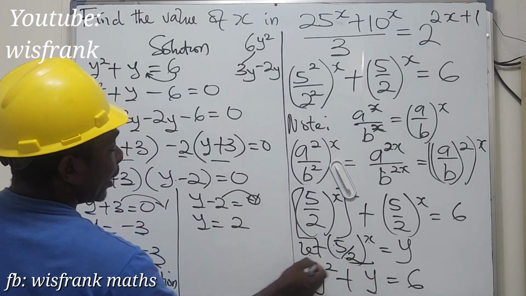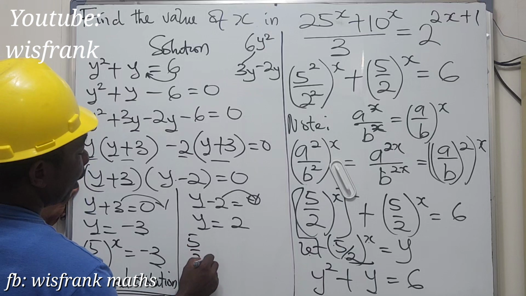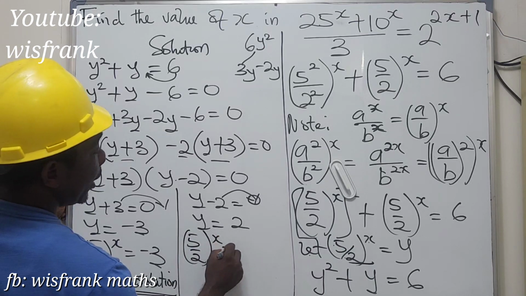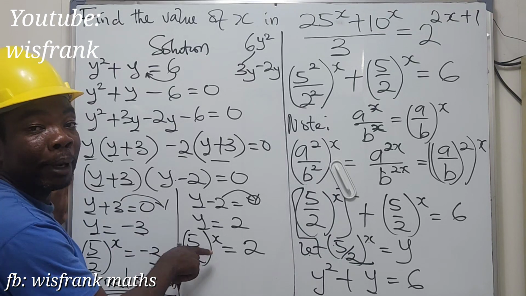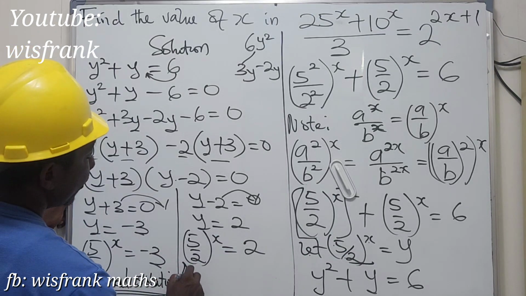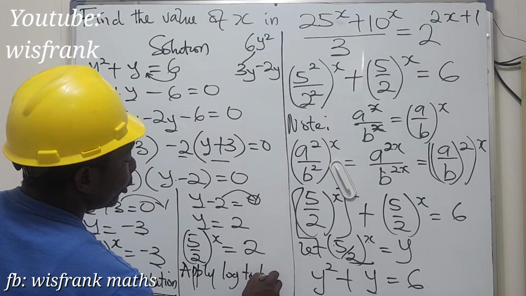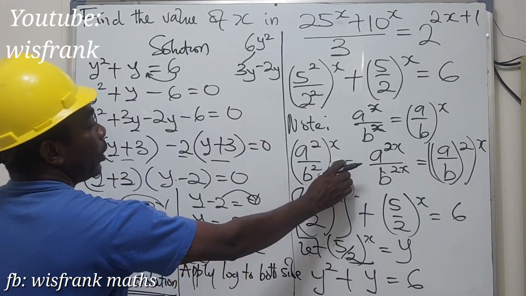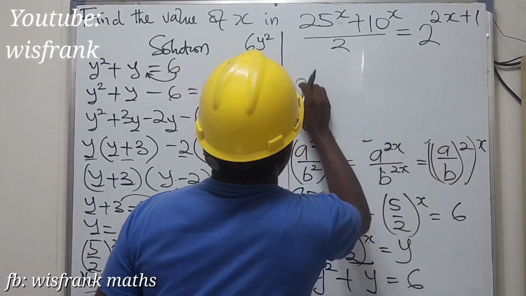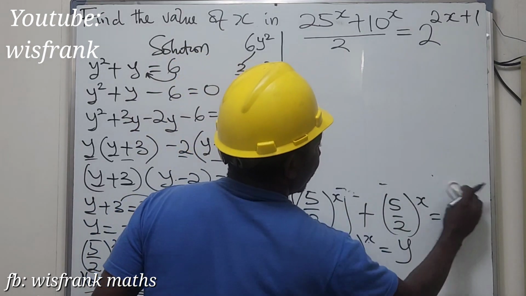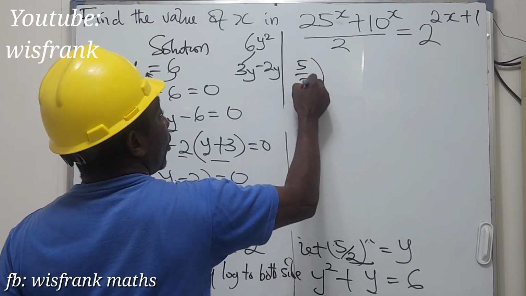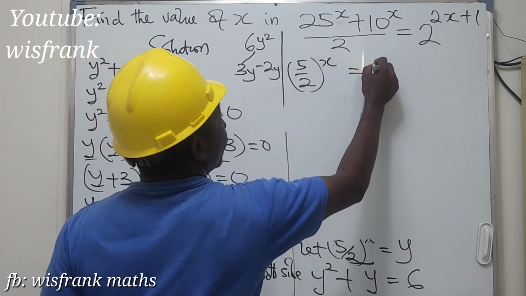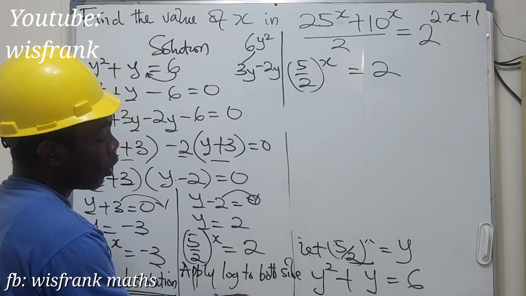So when we bring down this one, we have 5 over 2 all to the power of x equals y, which is 2. So in this case, we are going to apply log to both sides. So this is what we have. When we apply log to both sides, we are going to find the value of x. So we have 5 over 2 all to the power of x equals 2. As we said, we apply log to both sides.